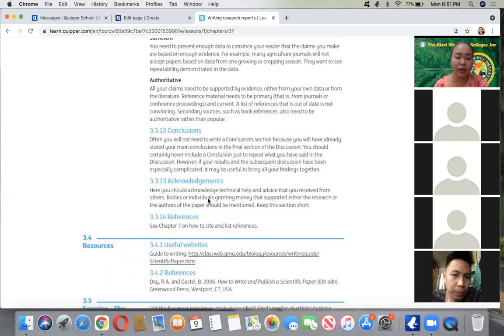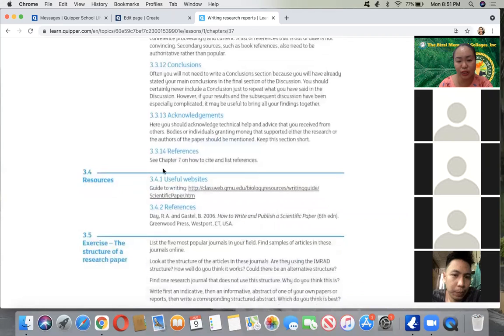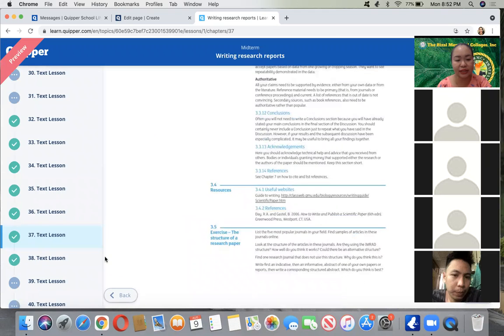And lastly, your acknowledgement. So you have to acknowledge the funding agency, the people or the technical people who helped you in this paper, and also your references. In this book, you can see the different formats in chapter 7 on the next chapter. So these are just the references.